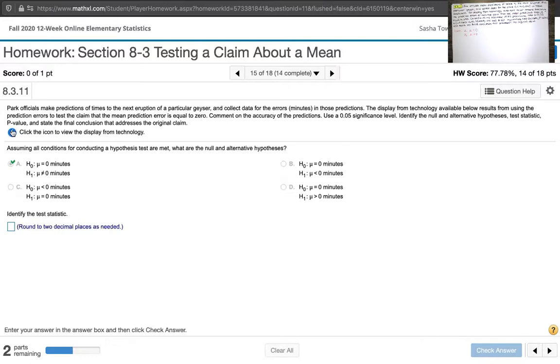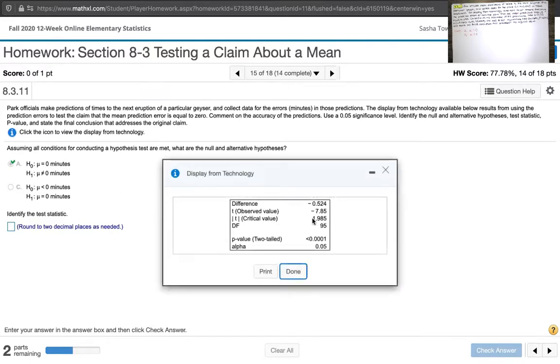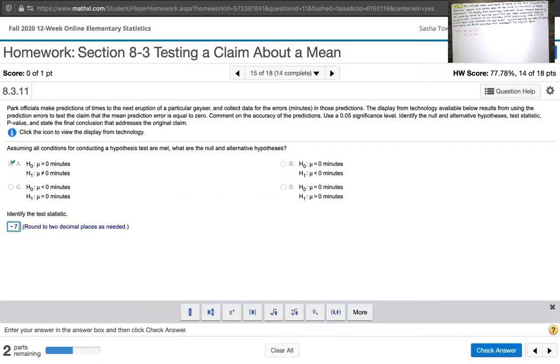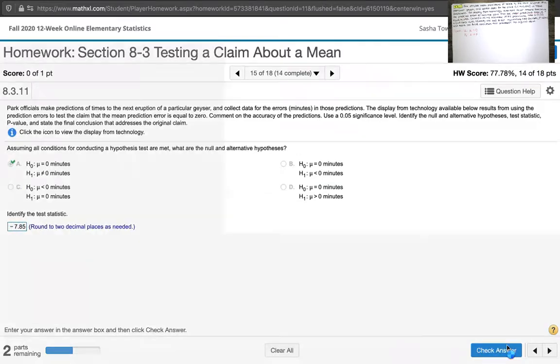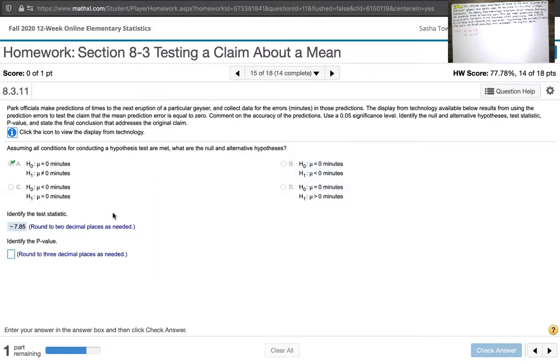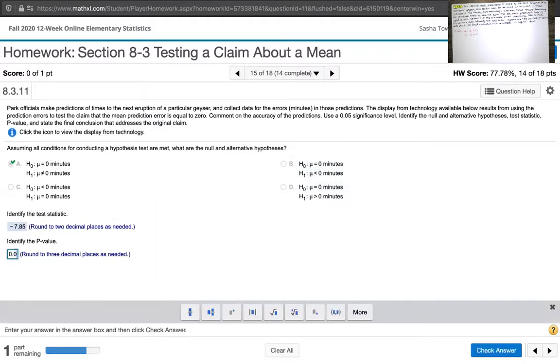This really just comes down to reading this display and understanding what it means. This t observed value is negative 7.85. That's our test statistic. Great. Then we want to identify the p-value. Again, we look over here, and it says p-value for a two-tailed test is less than or equal to 0.0001, and they want us to round to 3 decimal places. So if I round to 3 decimal places, it looks like the p-value is 0.000.